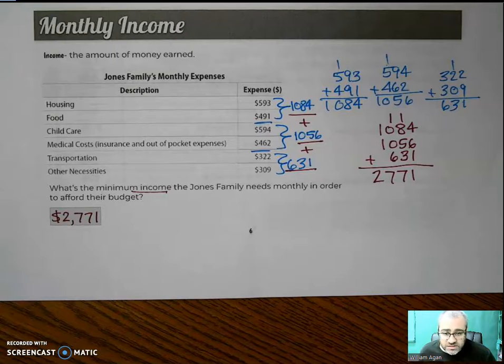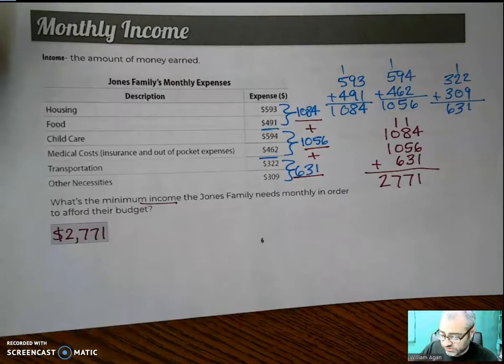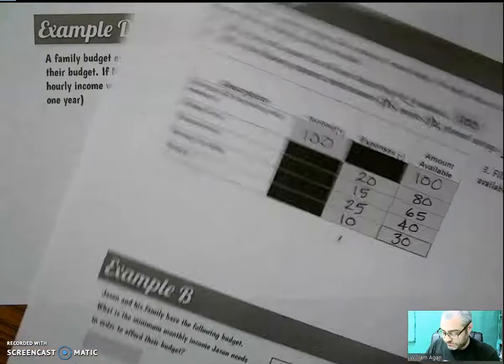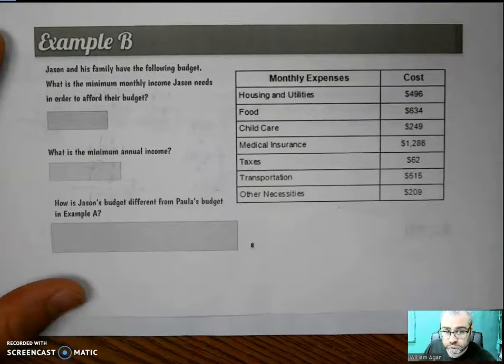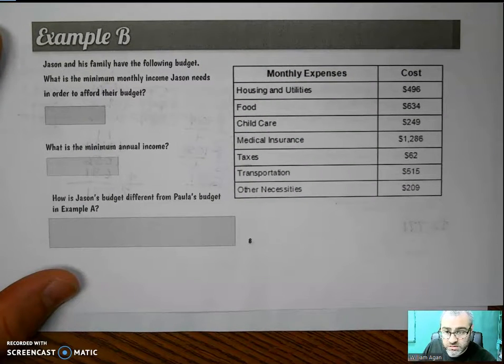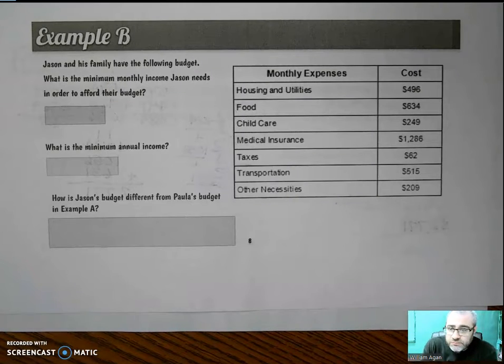Okay? So again, easy concept, but you have to be super, super, super careful. If you're a messy writer, then you need to use as much space as you need and line all your numbers up and just be extra, extra careful. Okay, so this example, this little notes part goes with example B. Okay, Jason and his family have the following budget. What is the minimum monthly income Jason needs in order to afford their budget?